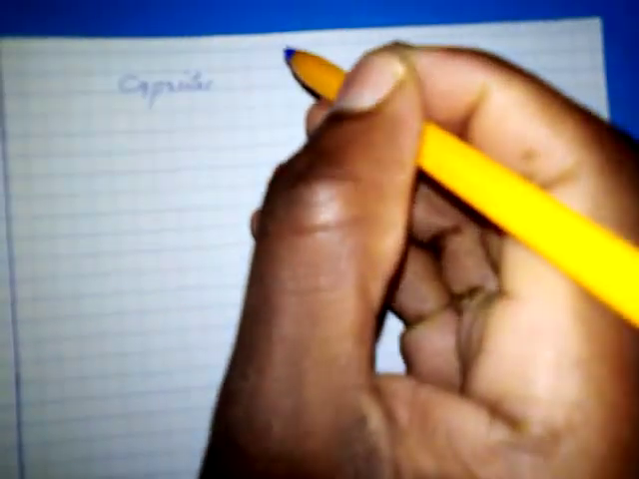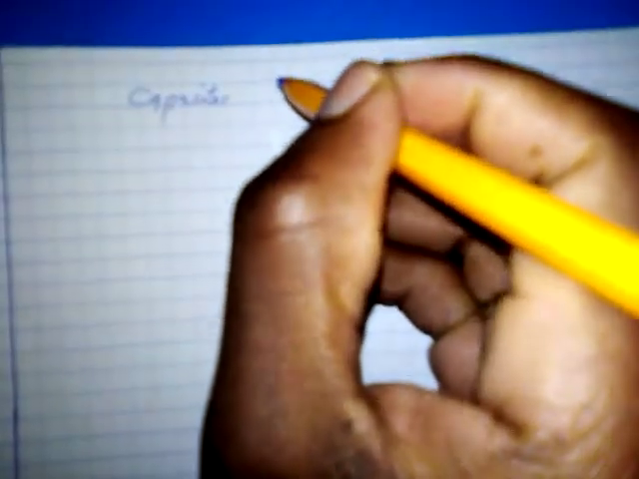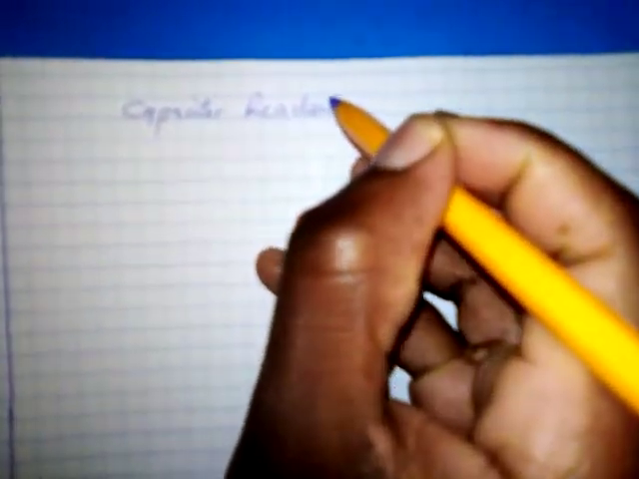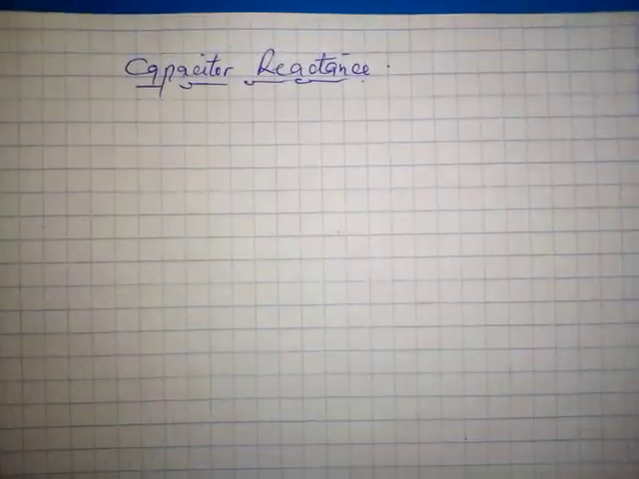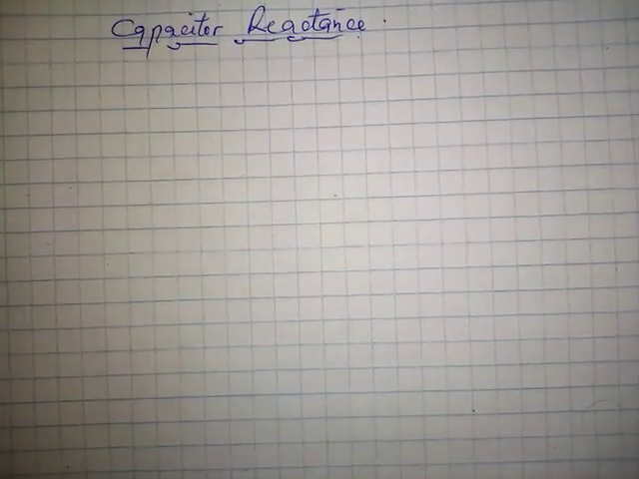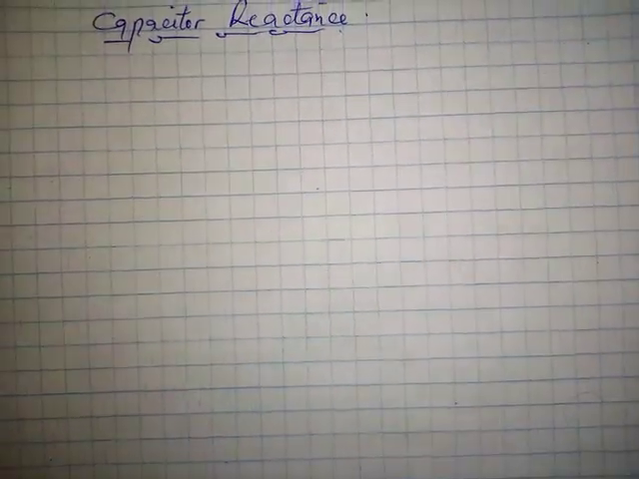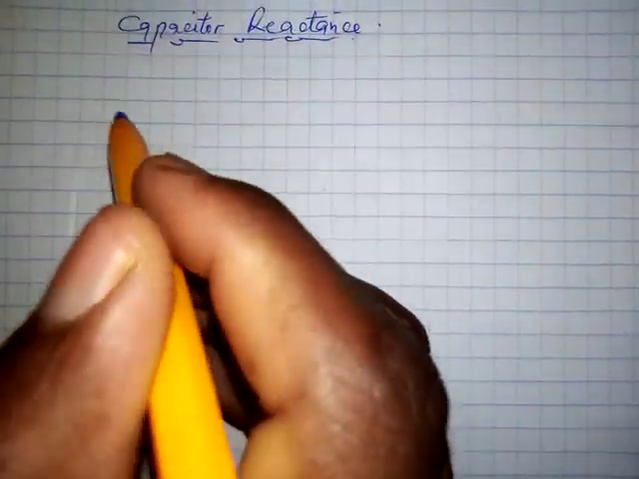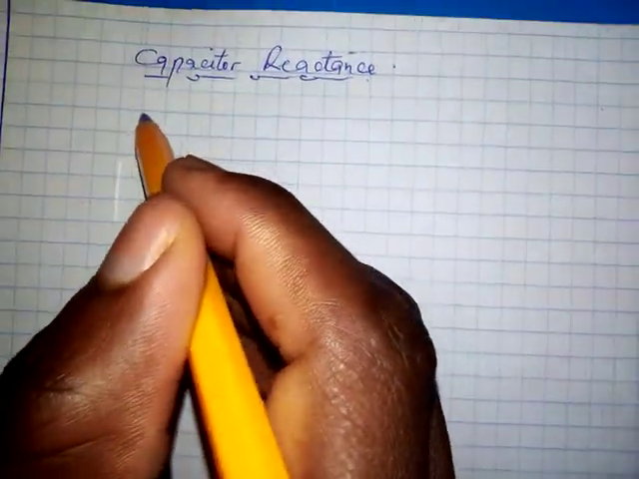Capacitor reactance. What's reactance? Reactance is the resistance offered to the AC by inductors and capacitors only. So I have here a diagram showing a circuit for illustrations.